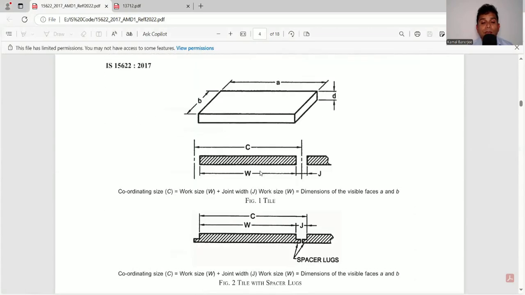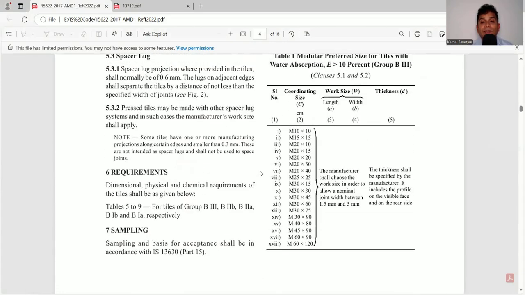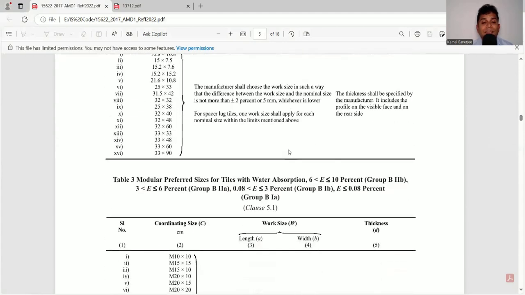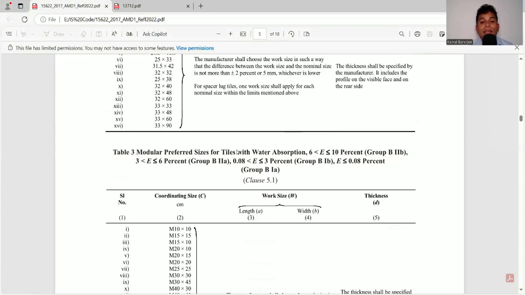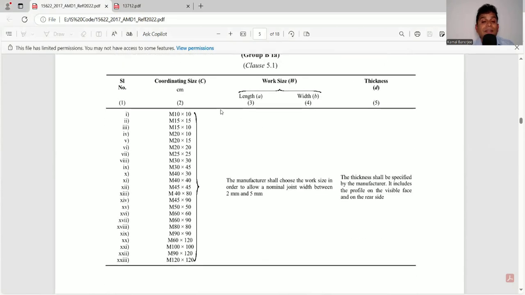And what is the modular size? Here we see E is equal to 10%, so we will not check that one. Now you can see the modular preferred size of tiles with water absorption 6 to 10, 3 to 6, 0.8 to 3, and less than 0.8. So what is our criteria for the vitrified tiles? That is 0.08. So these are the sizes available in the market. M is the size, 10 by 10 in centimeter, 15 by 15 and up to 120 by 120. This size is modular size that can be manufactured.